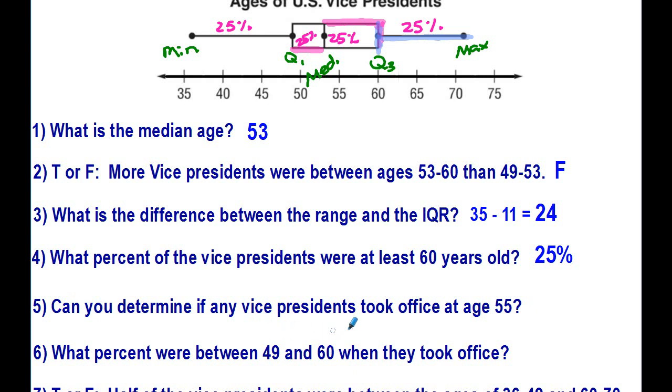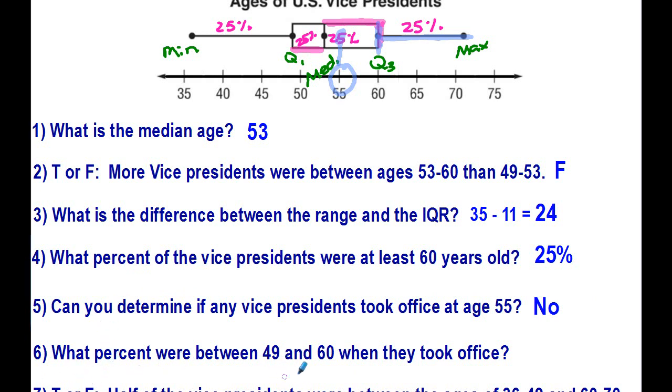Can you determine if any vice president took office at the age of 55? Well, here's 55 right here. It falls inside the box. Do we know if there was a vice president that age? Again, we don't know the specific ages, do we? So we just know that there were ages in this range, but we don't know if there was one specifically at 55. So the answer would be no.